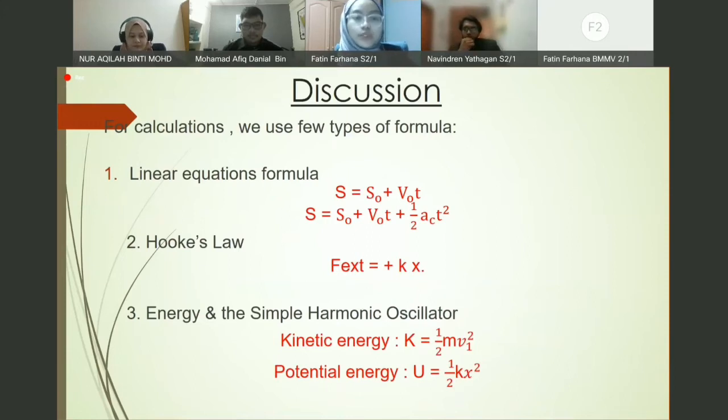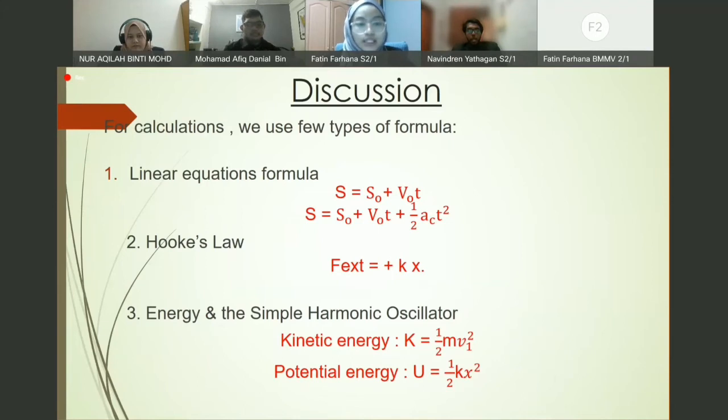Okay, for calculation, we use a few types of formula. First one is the linear equations formula. We use a linear equation formula in finding the velocity and time. The relation between velocity and time is a simple one during constantly accelerated straight line motion. Constant acceleration implies a uniform rate of change in the velocity. The longer the acceleration, the greater the change in the velocity. Change in velocity is directly proportional to time when acceleration is constant. If an object already started with a certain velocity, then its new velocity would be the old velocity plus this change.